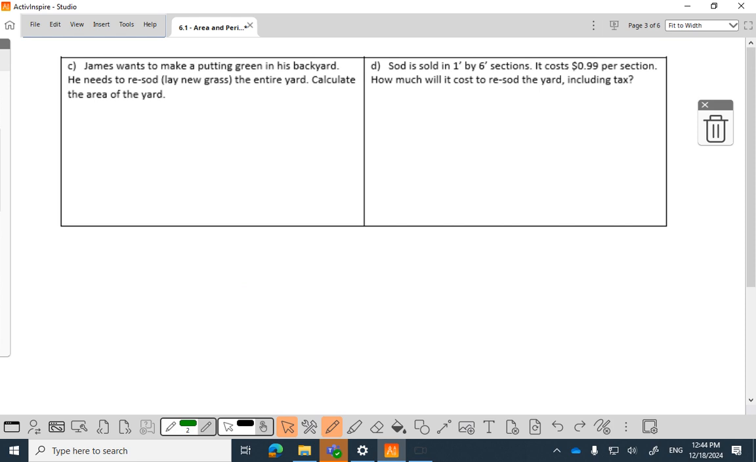James wants to put a putting green in his backyard. He needs to resod, lay new grass. Have you ever seen what sod is? Sod comes in a roll. It's a roll of grass. And you just roll it out, and as long as you water it, all the grass is done in your lawn. Good chance you won't care about this at all until you buy your own house. And then you really care. You want the grass to look beautiful. You want your house to look beautiful. Anyways. Calculate the area of the yard.